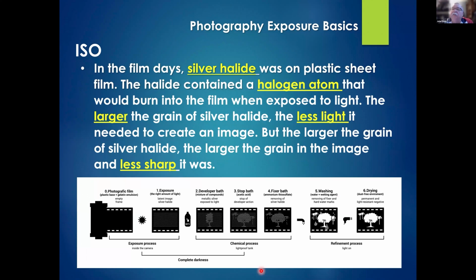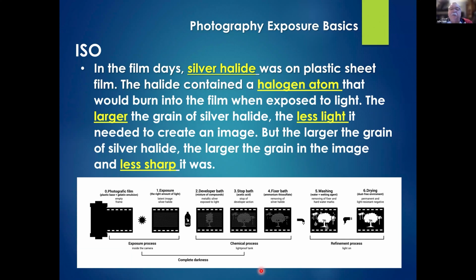All right. In the old days, here's your little history lesson. Film was a piece of plastic with a chemical on it called silver halide. Silver halide contained something called a halogen atom. When light was exposed to a halogen atom, it would essentially be a burst and it would burn into that plastic. So the more intense the light was that struck those, the more it burned in.